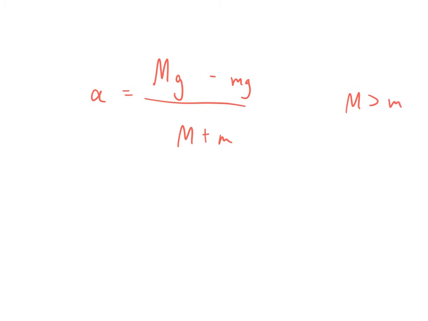Okay? So the Atwood solution is this, by the way. It's (M g minus m g) over (M plus m), where capital M is greater than lowercase m. That's the Atwood machine problem right there. That'll give you the acceleration at any instant for an Atwood machine. There's also a generic solution for the force, the tension in the cord.